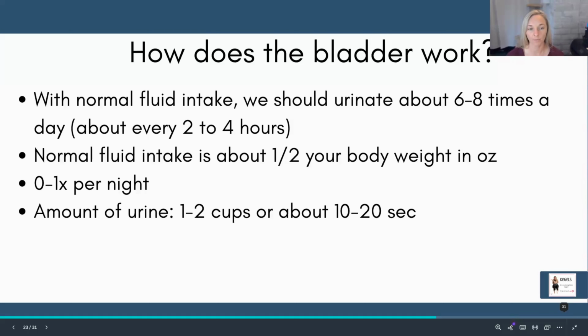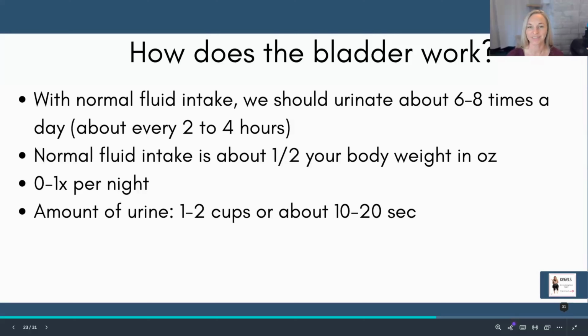Oftentimes, if you are waking up more than 1 time per night, some good things to check in on are maybe avoiding any significant amount of liquid intake about an hour or 2 hours prior to going to bed. If you do wake up and feel like you need to go to the bathroom, but you just went to the bathroom maybe an hour or 2 before, see if you can distract yourself and get back to sleep. That is hard. I know that is very hard.